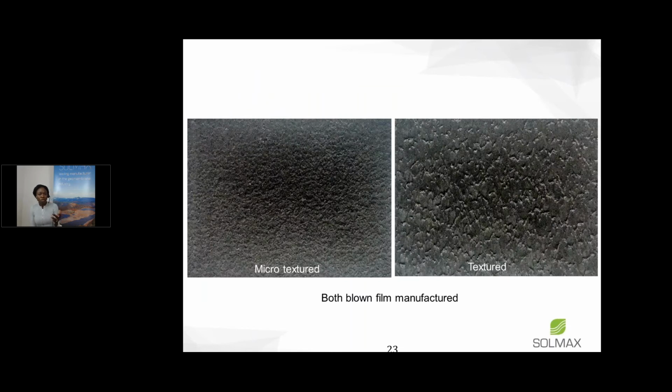And here is a better picture of the microtextured versus what we call the textured with a blown film manufactured process. They're both blown film methods. So you can see that with a microtexture, the asperity heights are a little bit smaller, and then they're denser together.